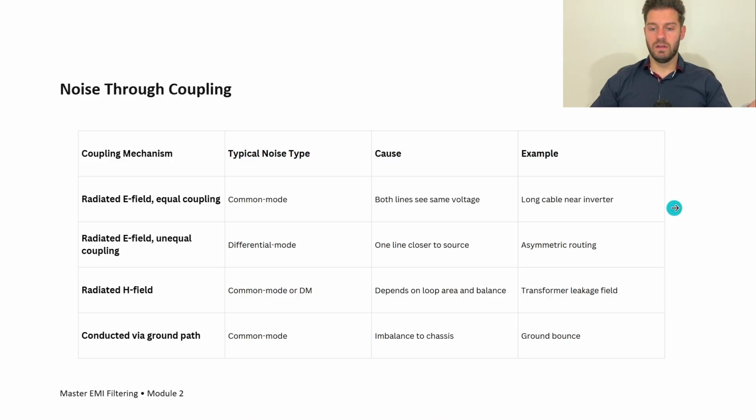On the other hand, take asymmetric routing, which basically means that we could have one line closer to the source of the electric field than the other. In that case, we'll have differential mode noise, because one line is seeing a more intense electric field than the other. When it comes to magnetic field, we can take the transformer leakage field as an example. The transformer leakage field is a magnetic field and can cause common mode or differential mode noise depending on how it's coupling on the adjacent conductors or loops.